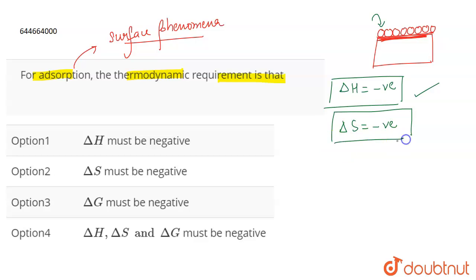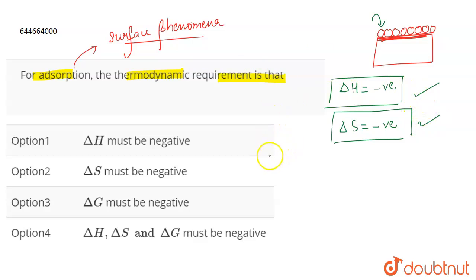Entropy is negative for this process because entropy is actually the randomness, the disorderliness, right? So as more and more molecules get adsorbed on the surface, the randomness decreases, the disorderliness decreases, right? Because the number of sites also decreases. So therefore, this leads to a decrease in entropy.